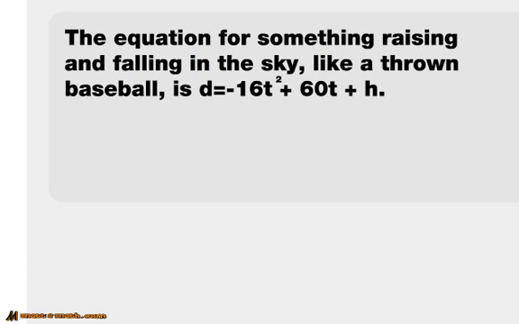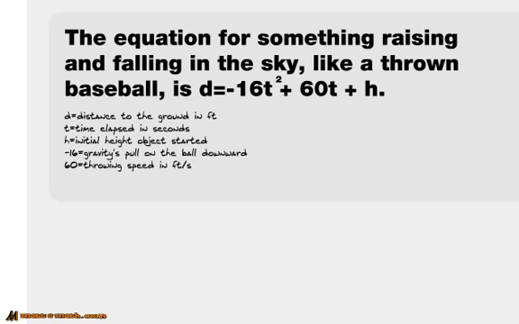All right, the equation for something rising and falling, this is where it gets really good. It's like a thrown baseball. If you think about it, it's going to be this. D is the distance to the ground in feet, whereas t is the amount of time that has elapsed. 60 is the throwing speed, so if you throw a ball at 60 feet per second. Negative 16 is the amount of gravity on the ball.